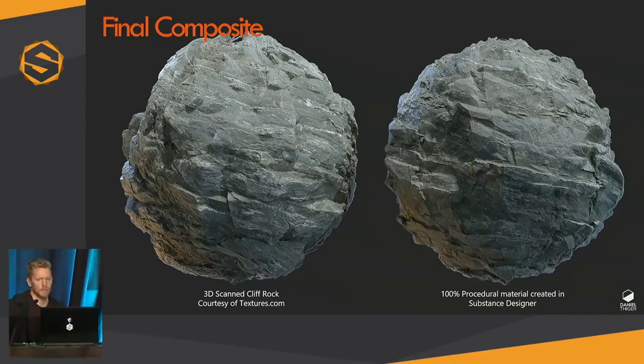And since I was using the photogrammetry as reference, I was able to get pretty close in a reasonable amount of time. I think this material took me around 10-15 hours, and it's possible to get even closer by investing more time, but I'm pretty happy with this result. And the benefit at this point over the 3D scan, when you have this procedural material, is that you can generate infinite variations.